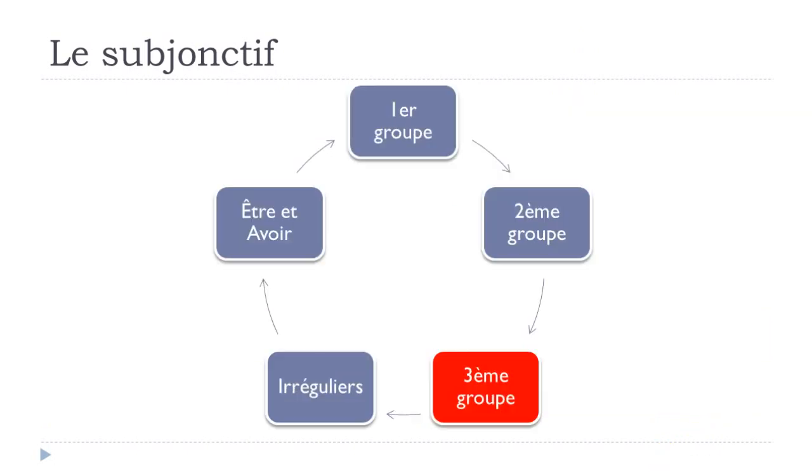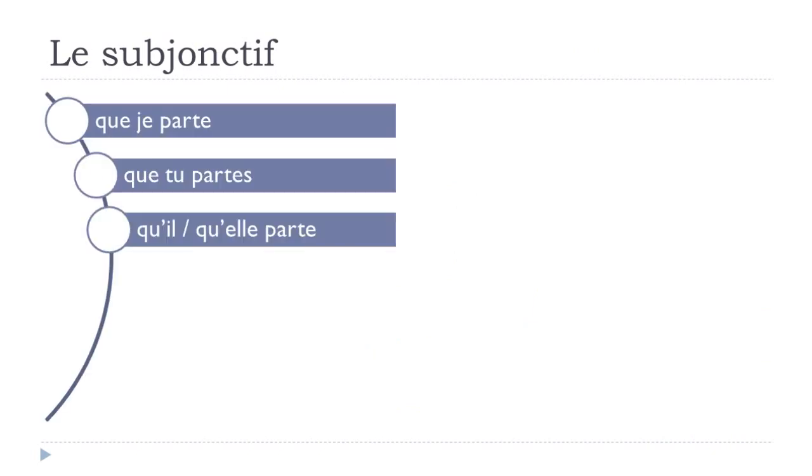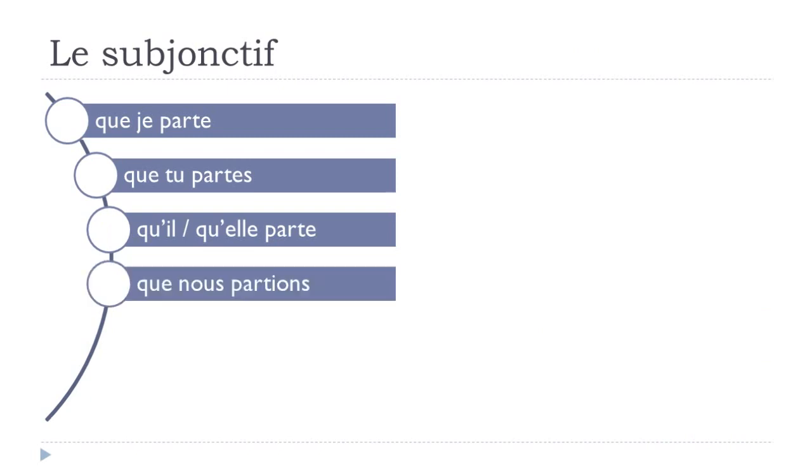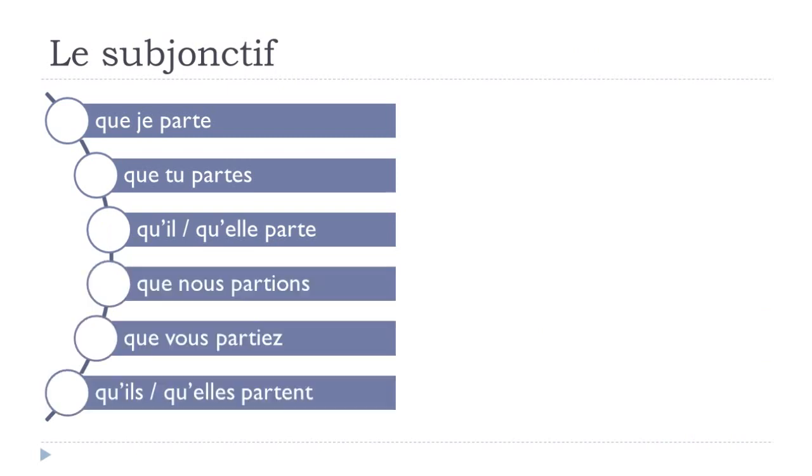All right. So third group now, and I took the verb partir: que je parte, que tu partes, qu'il parte, qu'elle parte, que nous partions, que vous partiez, qu'ils partent, qu'elles partent. Same thing here, not really difficult because it is exactly the same form. You just need to add the endings at the end: parte, partes, parte, partions, partiez, partent.